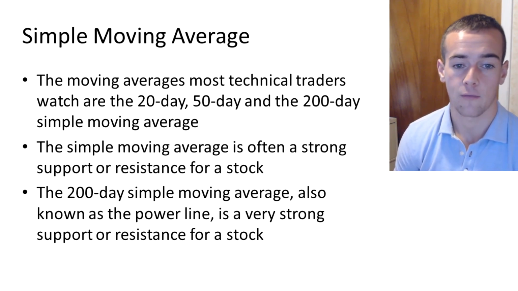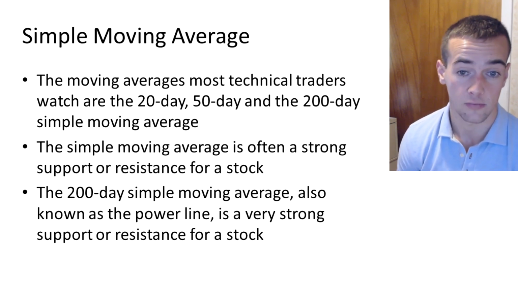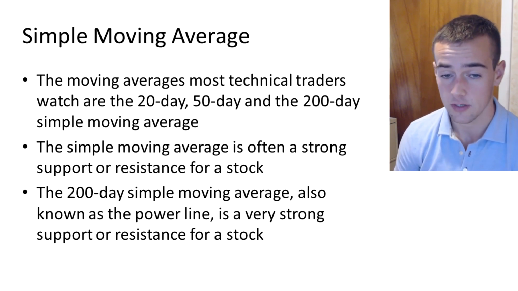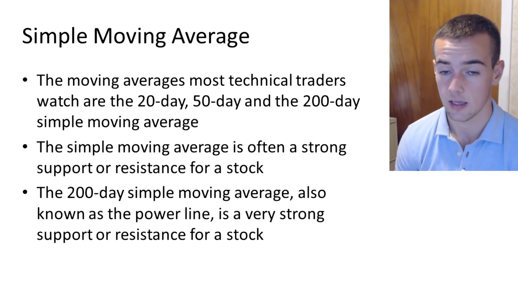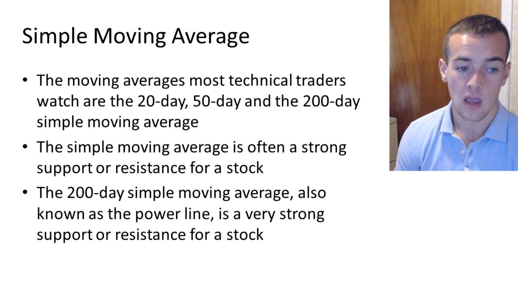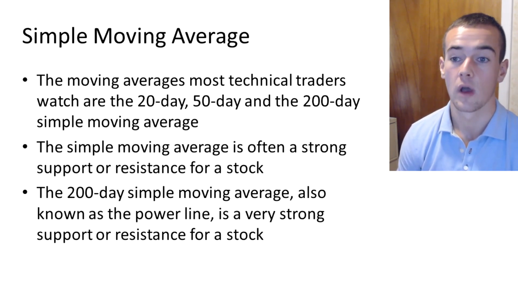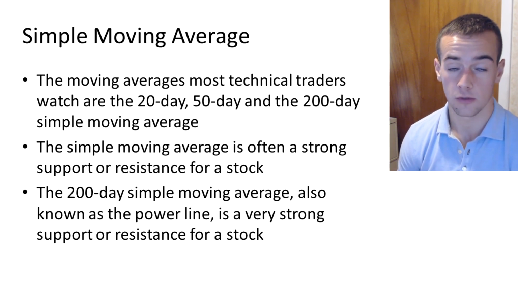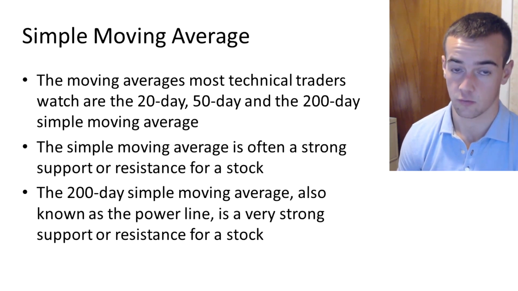Now, the simple moving average is often a strong support or resistance for a stock. So if you're looking to identify the support and resistance areas, a great place to start is by looking at the 20, 50, and 200-day simple moving averages. Now, the 200-day SMA, or simple moving average, also known as the power line, is a very strong support or resistance for a stock. So if you ever see a stock fall below the 200-day simple moving average, that is going to be a very strong resistance for that stock.